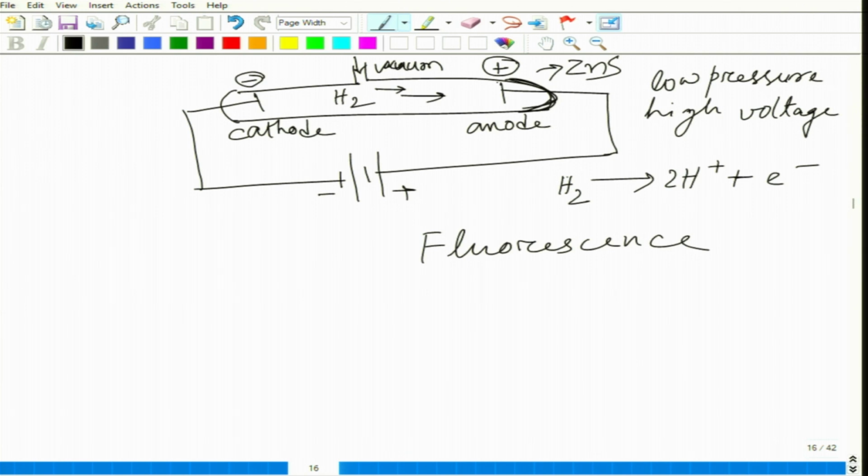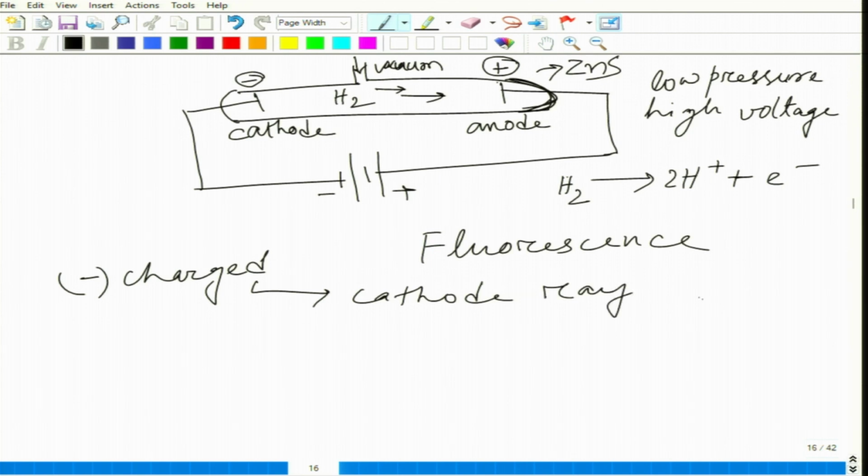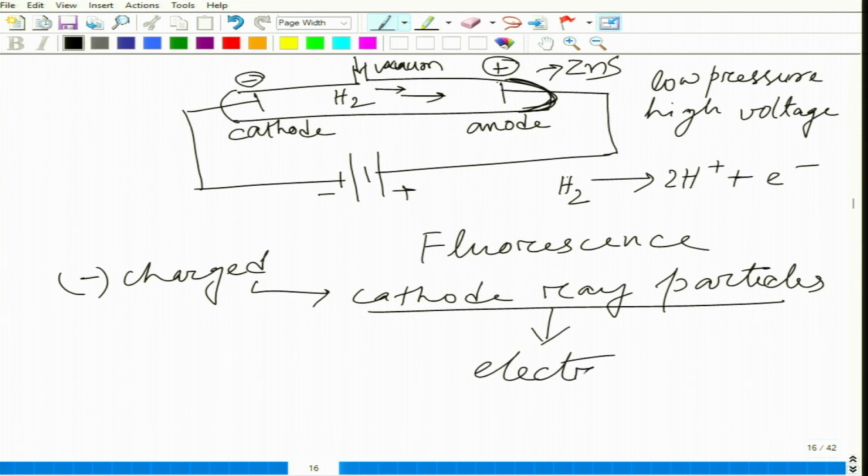With this experiment, they concluded that these particles are negatively charged, and these particles were named as cathode ray particles. So, what were cathode ray particles? Later, another term was coined, and these cathode ray particles were called electrons. So, what are electrons? Electrons are very small negatively charged particles which were observed to be attracted towards the positive electrode. Since these particles were attracted towards the positive electrode, they were considered to be negatively charged.